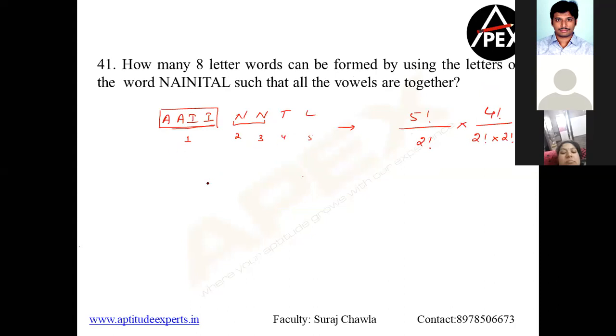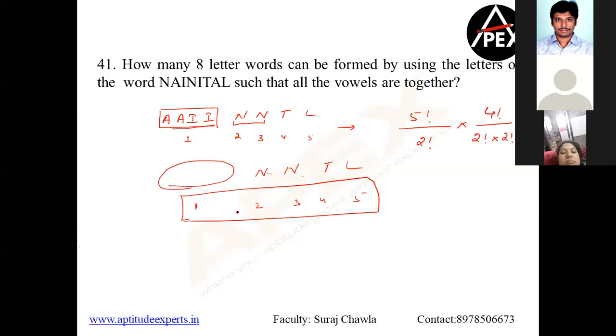We discussed very clearly. If I'm tying up all the vowels together, then I count them as one unit. Then I will start counting all the other things along with it. So 2, 3, 4, and 5. So these 5 terms are arranged together. That is how you get 5 factorial. Clear, Shravani?